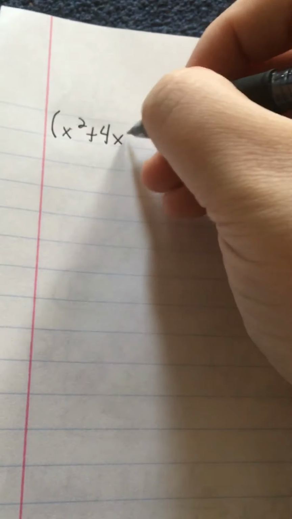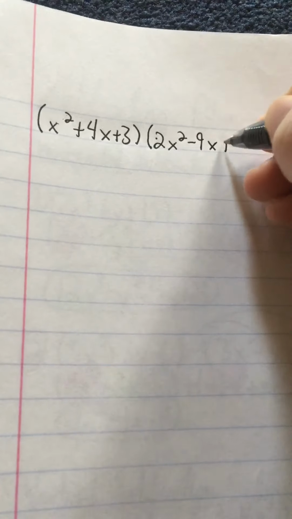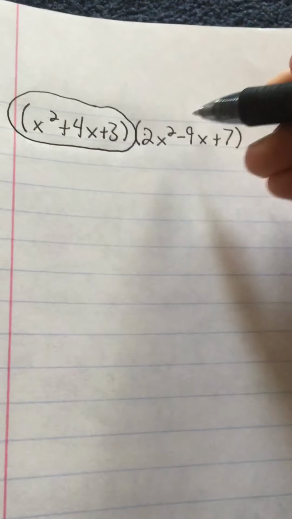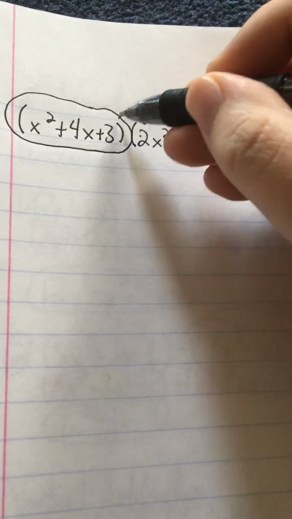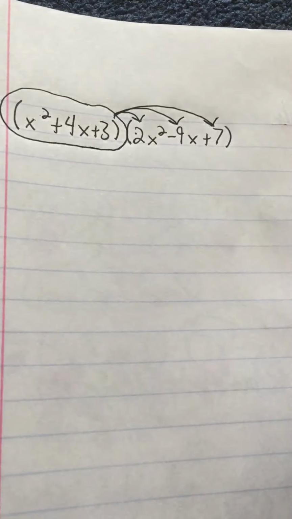But it'll be x squared plus 4x plus 3 times 2x squared minus 9x plus 7. So for this one, I'm going to be multiplying this entire piece by each of the terms in that piece.